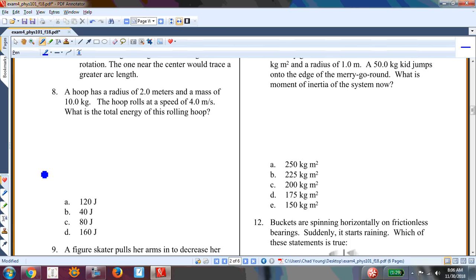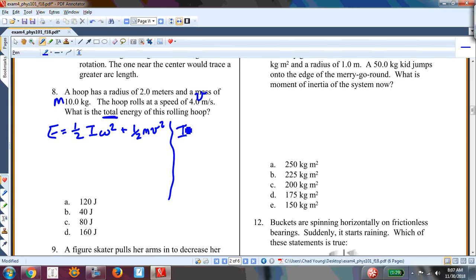A hoop has a radius of 2 meters and a mass of 10 kilograms. The hoop rolls at a speed of 4 meters per second. What is the total energy of the rolling hoop? Total should key you off that I'm looking for the rotational and the translational kinetic energy. So my energy is 1/2 I omega squared plus 1/2 mv squared. Now I have m and v, right? Here's my v, here's my m. But I need to figure out what I and omega are. So I'm going to put that off here on the side.